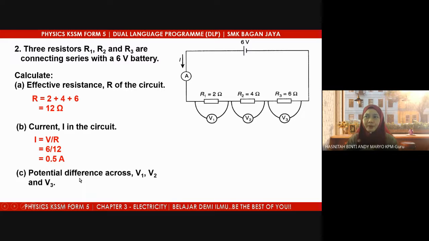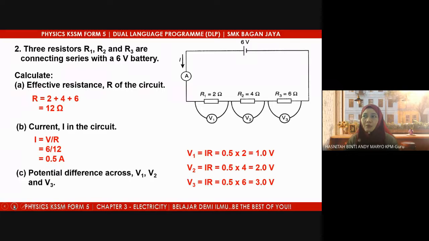Okay, now find potential difference across V1, V2, and V3. Remember, for series, when you add V1, V2, and V3, it will give you 6 volt, the total voltage supply. How to find V for each? What formula to use? So, the same formula. Yes, you can apply Ohm's law formula. V1 equal to IR1. V2 equal to IR2. V3 equal to IR3. The current is all the same, 0.5, but they have different resistance. So we multiply for each resistance. So here gives you 1 volt for V1, 2 volt for V2, and 3 volt for V3. So later when you add 1 plus 2 plus 3 it will give you the total potential difference supplied by the battery or the dry cell.